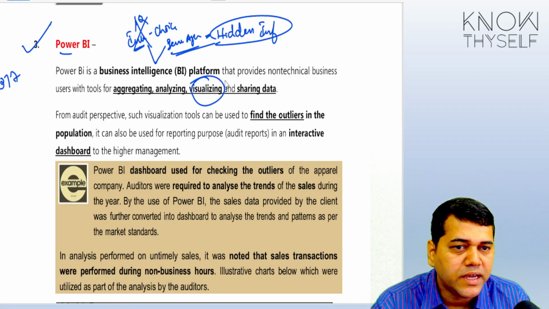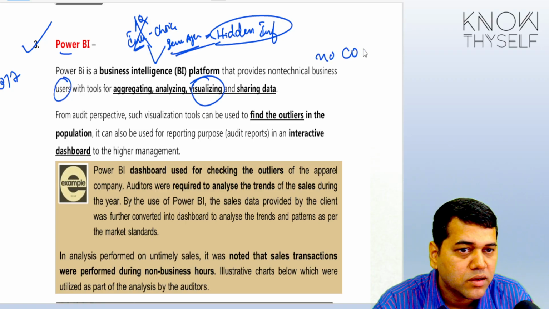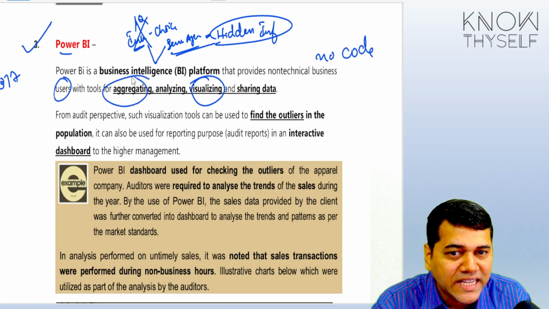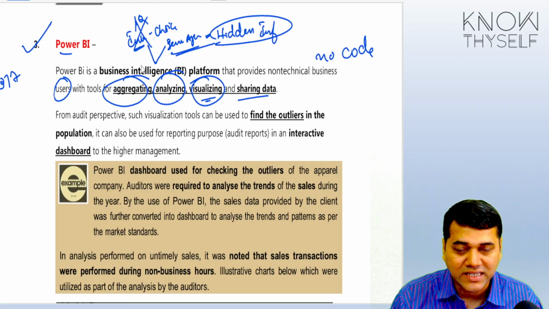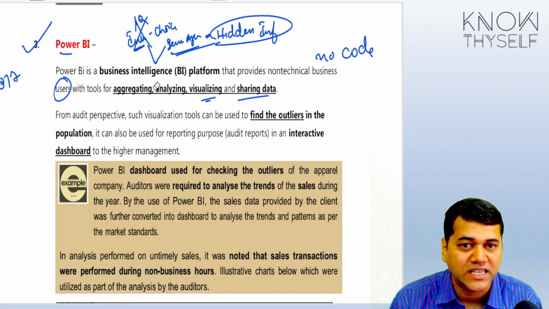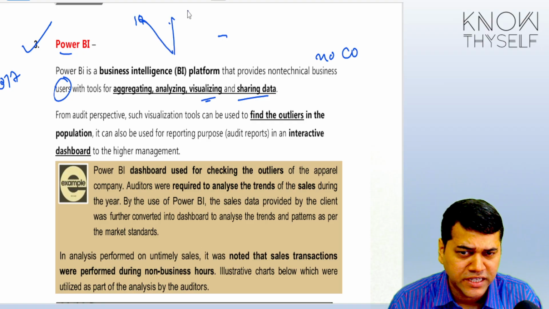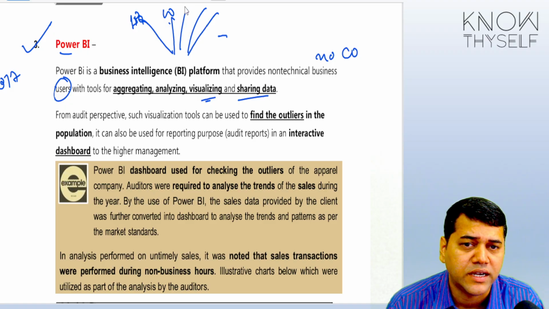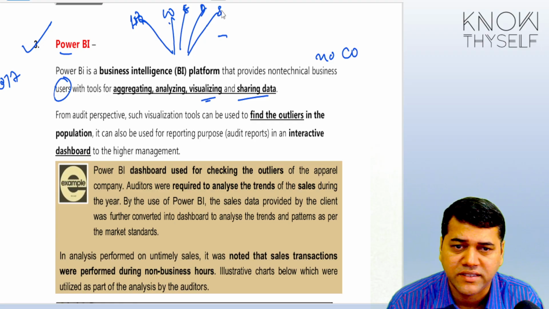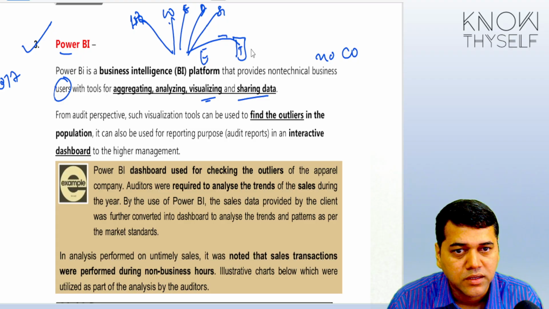Now, what will Power BI do? It provides non-technical business users, again no coding, tools for aggregating, analyzing, visualizing and sharing data. That means you can collect the data. It is called the ETL process: extract, transform and load. In business intelligence, you can get data from different sources like a Word file, website, Excel, database, SAP. This is called extract. Then you transform that data as per the table format. Then you load it.